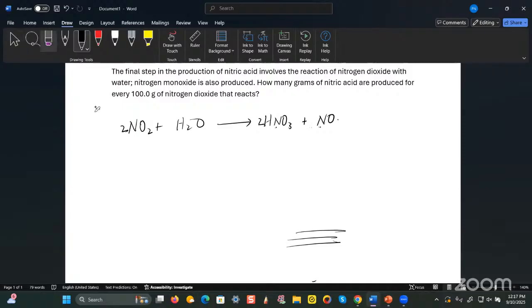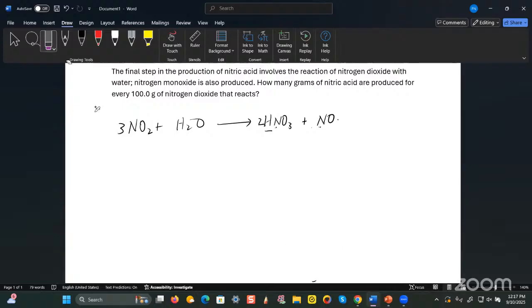So what I'm going to do is put a 3 here. Let's see what that does. We have 3 nitrogens on both sides. We have 6 plus 1, 7 oxygens, 2 times 3, 6 plus 1, 7 oxygens. And then for the hydrogen, we have 2 hydrogens on each side. So now the equation is balanced, right? That's the first thing you need to do. You have to ensure that the equation is balanced.